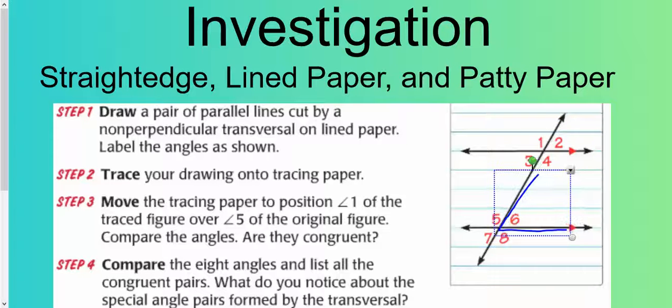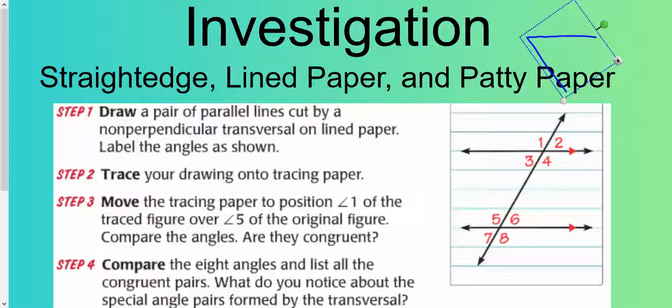And the last special pair was the same side interior, or the consecutive interior angles. As you can see here, if I slide that around, it's impossible, because they're not the same. So you have 3 pairs of congruent angles. The fourth one is actually a little bit different. It's supplementary. Now, how do we show that?